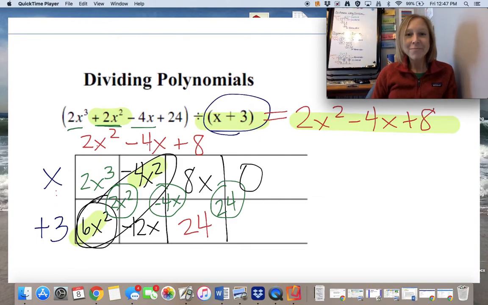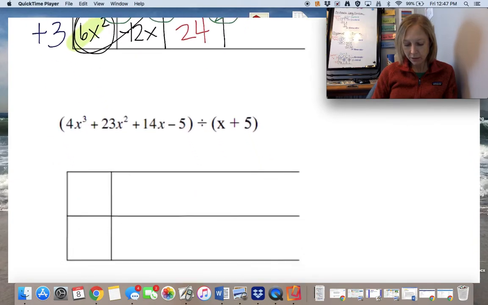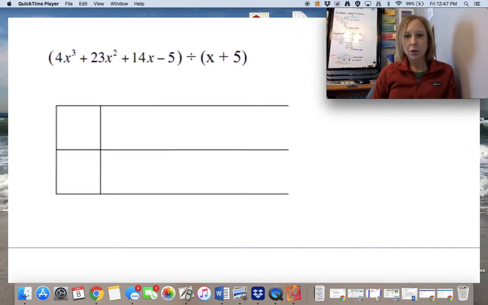Okay, we're going to try more together. And again, if we do a whole bunch of these together, and you're still feeling confused, don't worry. I've got another method you can use if you don't like this one.